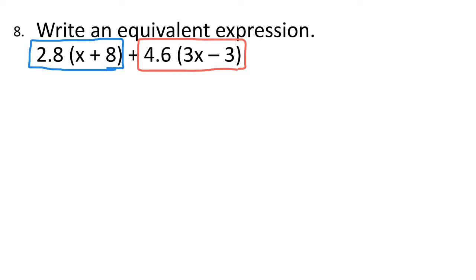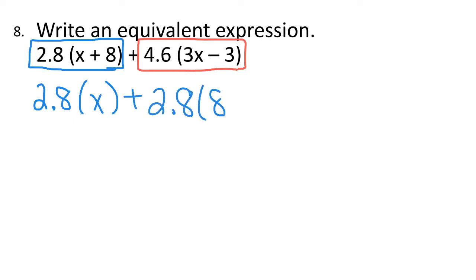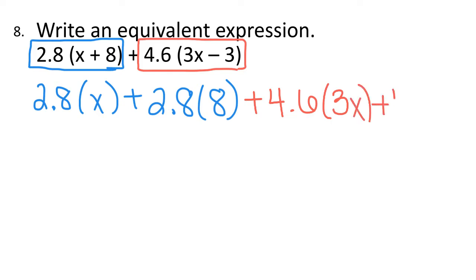the distributive property. The distributive property takes the outside number of 2.8, multiplies it to all the terms that are inside the parentheses. So we're going to multiply the 2.8 times the x, and we're going to multiply the 2.8 times the 8. Now we want to take our 4.6 and multiply it to the 3x. And we also want to take the 4.6 and multiply it to the negative 3, because the 3 is going to take on the sign that is in front of it.